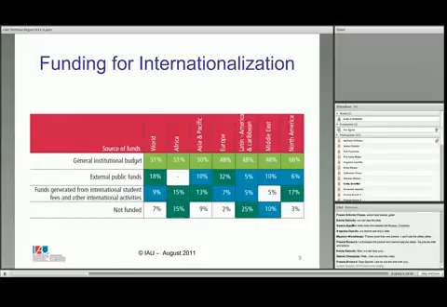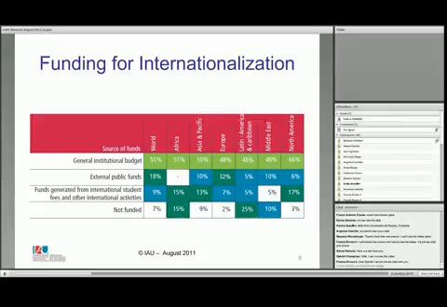Because funding was such an important and expected obstacle, IAU also asked institutions where their funding actually came from to finance internationalization. Here, I think it is quite interesting to note that at the aggregate and across the regions, almost all of the institutions say that general institutional budget is the most important source of their funding.